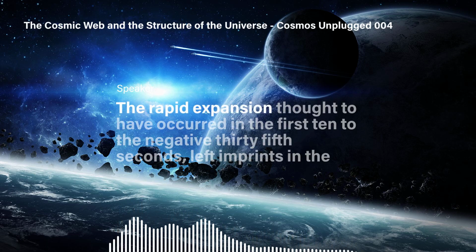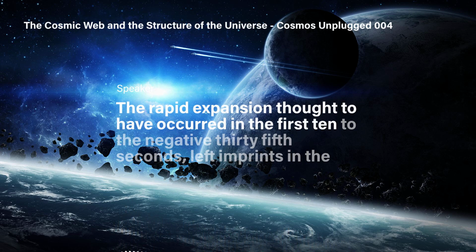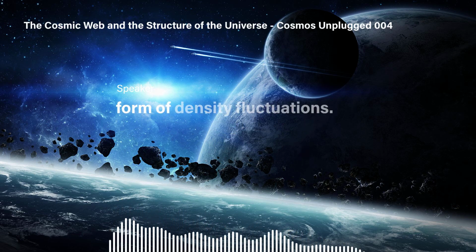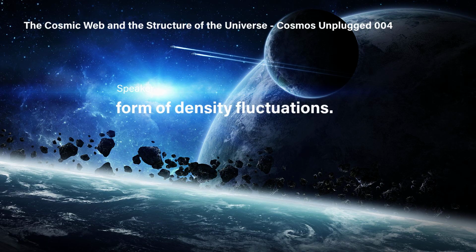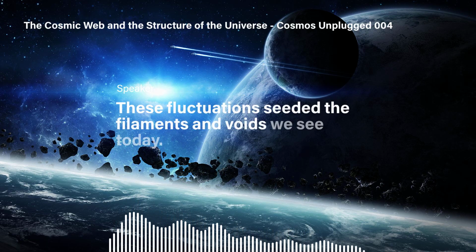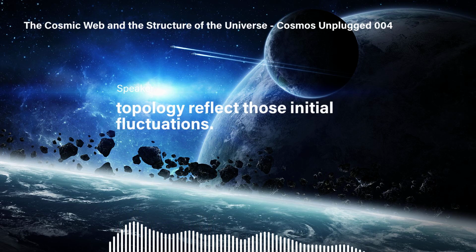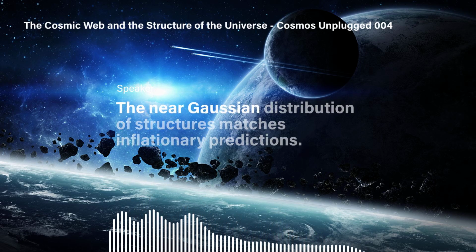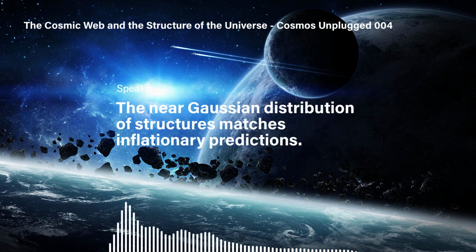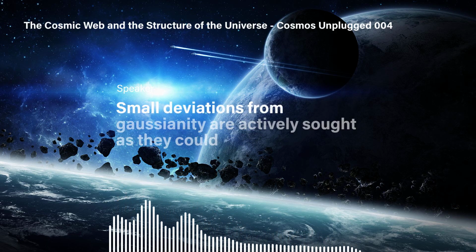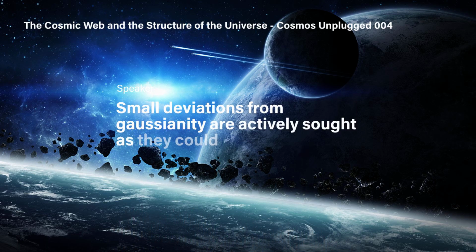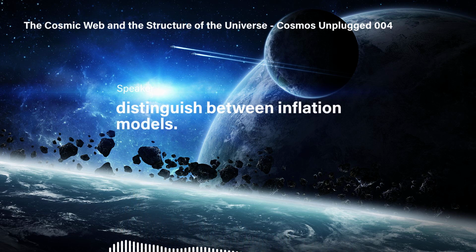Inflation, the rapid expansion thought to have occurred in the first 10 to the negative 35th seconds, left imprints in the form of density fluctuations. These fluctuations seeded the filaments and voids we see today. The statistical properties of the web, its correlation functions, power spectrum, and topology, reflect those initial fluctuations. The near-Gaussian distribution of structures matches inflationary predictions. Small deviations from Gaussianity are actively sought, as they could distinguish between inflation models.